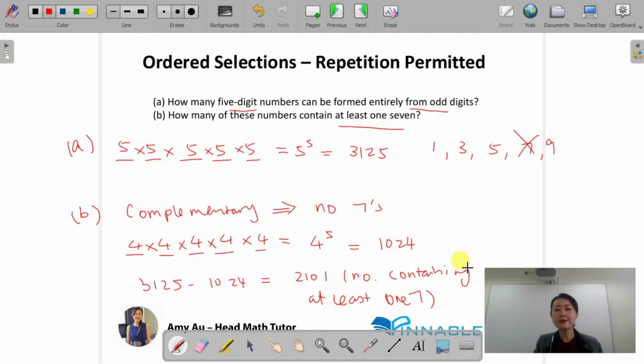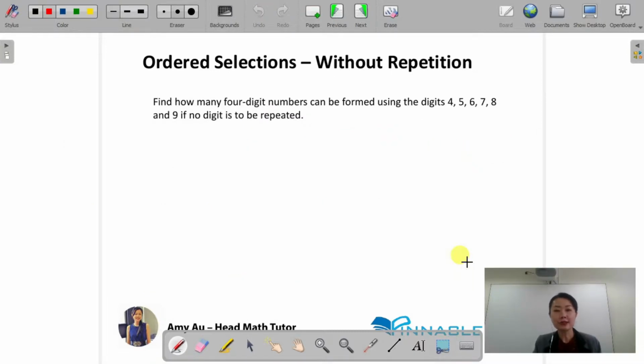Hopefully through the last 3 examples, you can see just some basic logic around how to perform counting. Now next up, we're going to look at what happens if you're not allowed repetition. In this case, we've got a 4-digit number. So 1, 2, 3, 4. We're trying to form a 4-digit number using the digits 4, 5, 6, 7, 8, 9. So there are 6 digits.